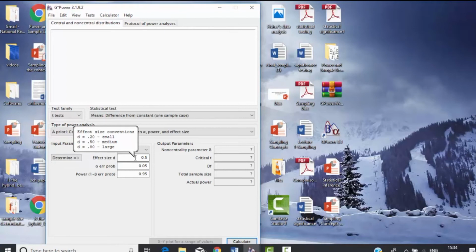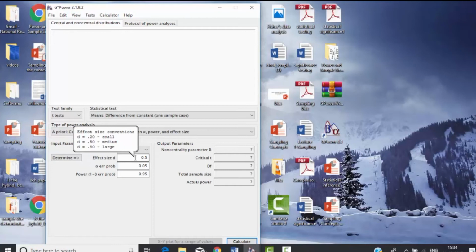Now let me explain these Cohen's d values. We all know that the Z value is given by the difference between two values of mean divided by the standard deviation. In the same way, here also, it is the difference between two values divided by the standard deviation. Therefore, we are converting the units from any units to standard deviation units.